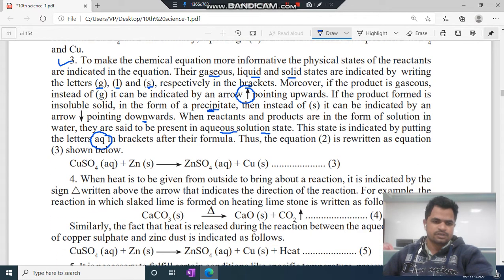Look here, copper sulfate solution is a solution in water, that's why we say aqueous solution. Zinc is a solid dust powder, that's why we have written S in brackets here. The arrow points towards the direction the reaction proceeds. Zinc sulfate is in aqueous form, and copper again we get here as a solid substance, that's why we have written S here. This is the third convention.